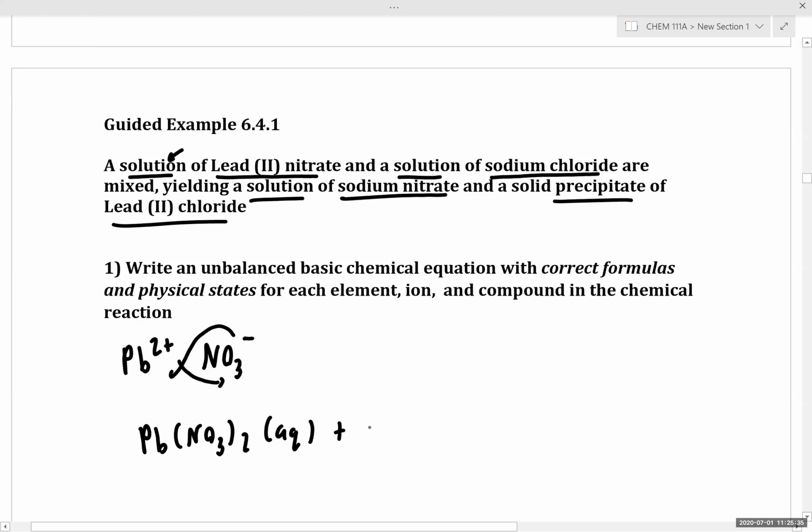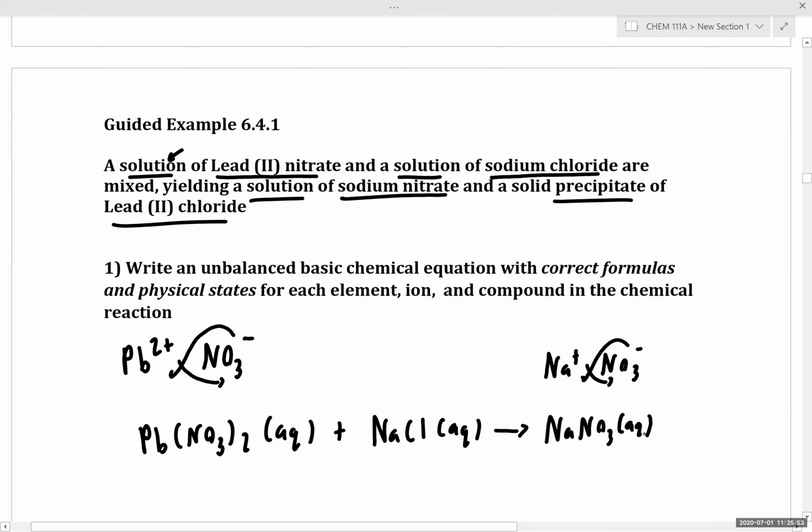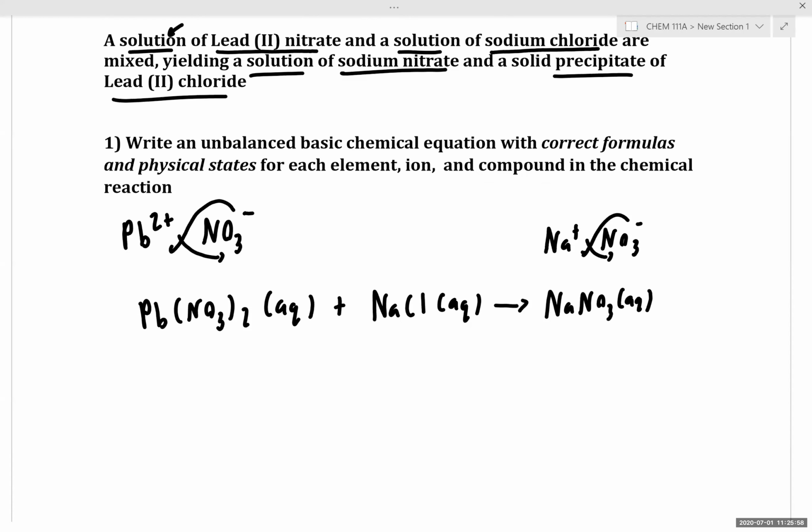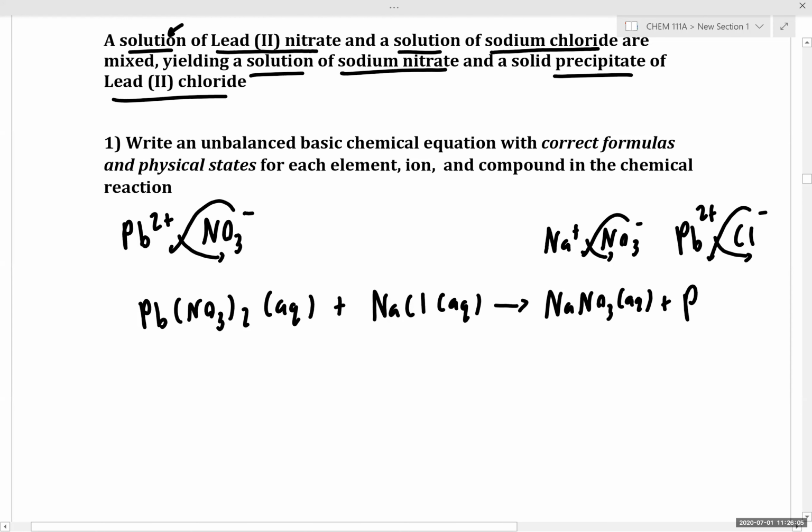Sodium chloride, it's just table salt, NaCl aqueous. Sodium nitrate, we have Na plus, NO3 minus. We cross our charges and that gives us NaNO3 aqueous. Lead chloride, we have Pb2 plus, Cl minus. We cross our charges and that in turn gives us PbCl2.